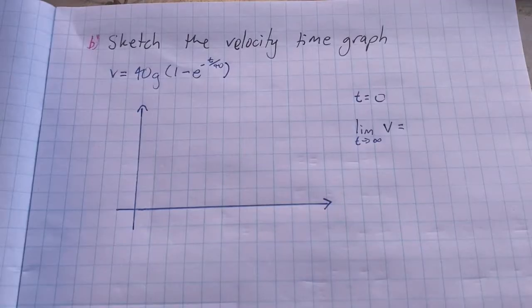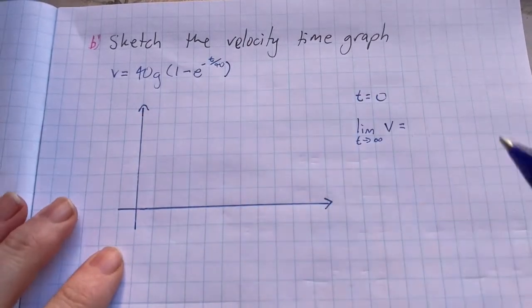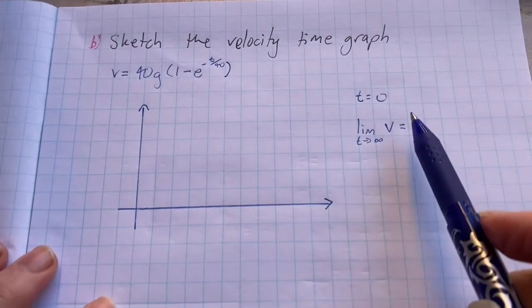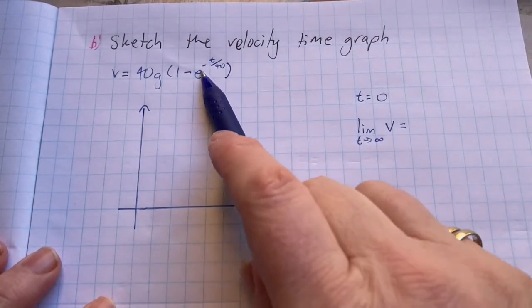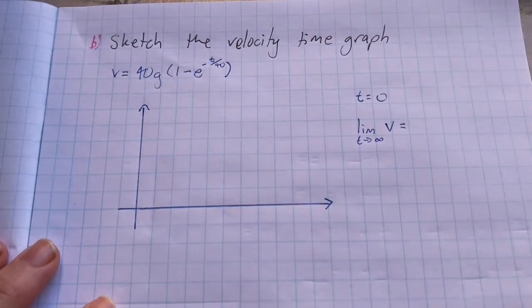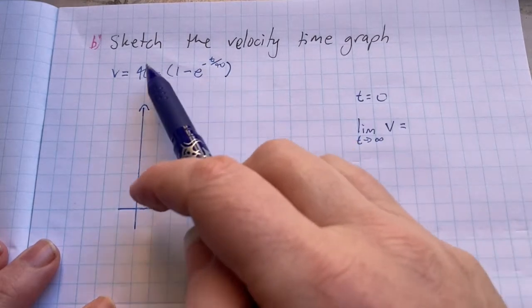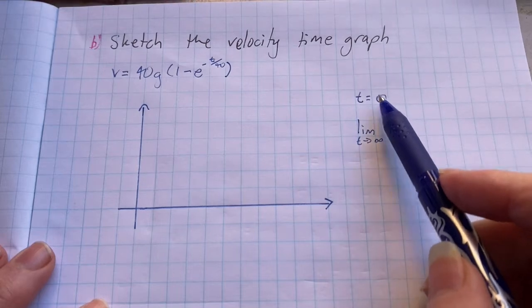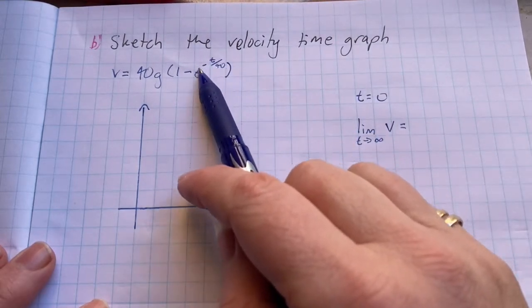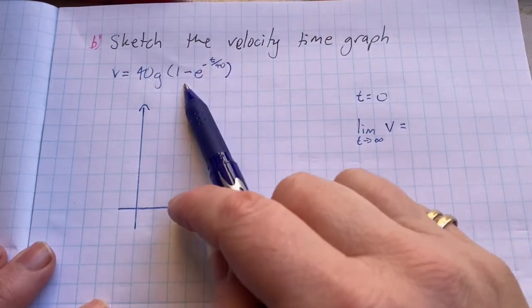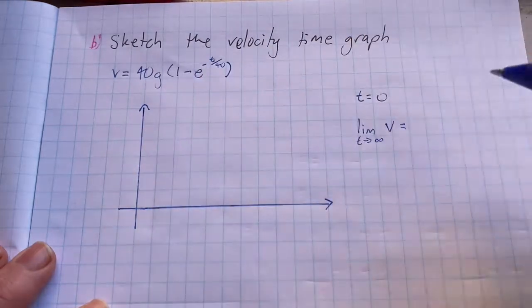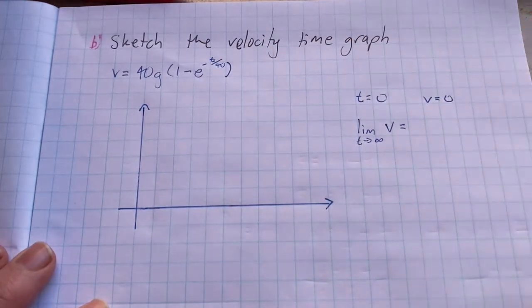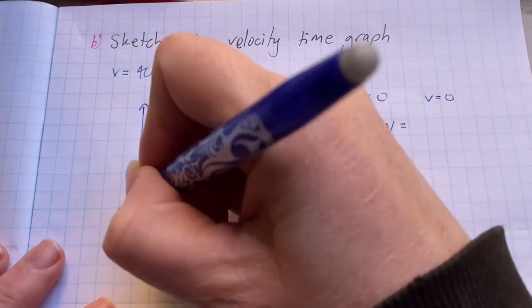In part B, we're asked to actually sketch the curve of the velocity against time. We know it's an exponential shaped curve, so we've got a general idea of the shape, but there are some transformations applied here. I'm just going to plug in a few values. So if t is equal to 0, this becomes 1. Anything to the power of 0 is 1, 1 minus 1 is 0, velocity would be 0. So there is the point there, t 0, v 0.